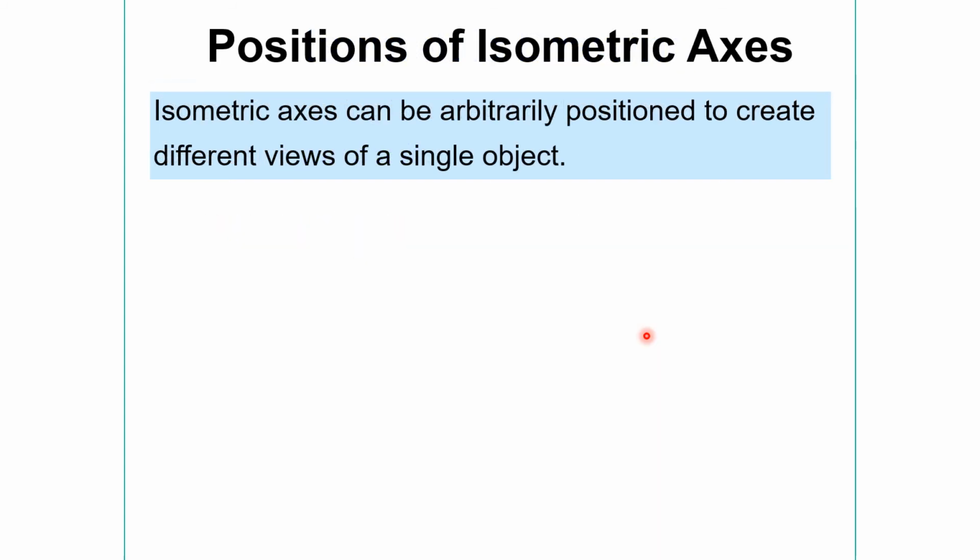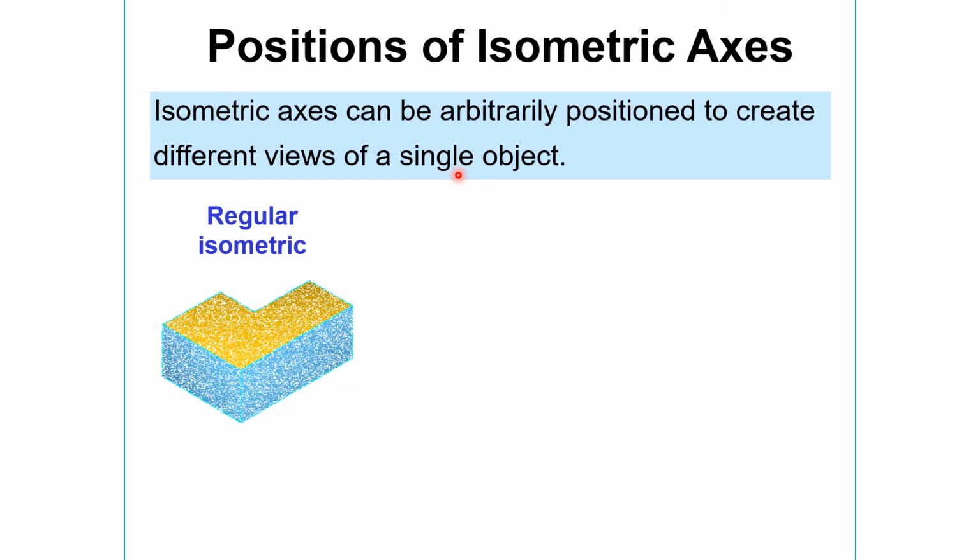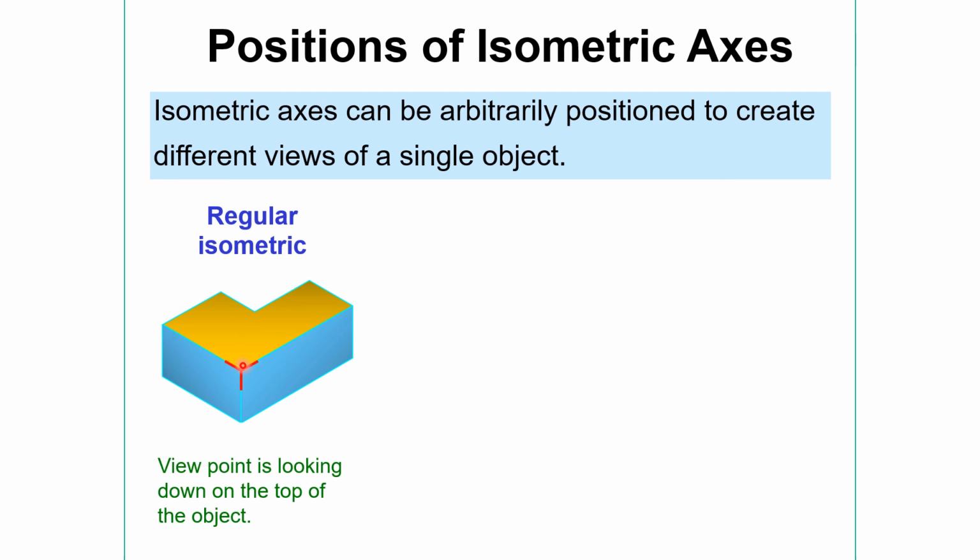Now, positions of the isometric axis. The isometric axis can be arbitrarily positioned to create different views of a single object. Here you will see the regular isometric. Now you will see the isometric axis is here: this one, this one, this one.